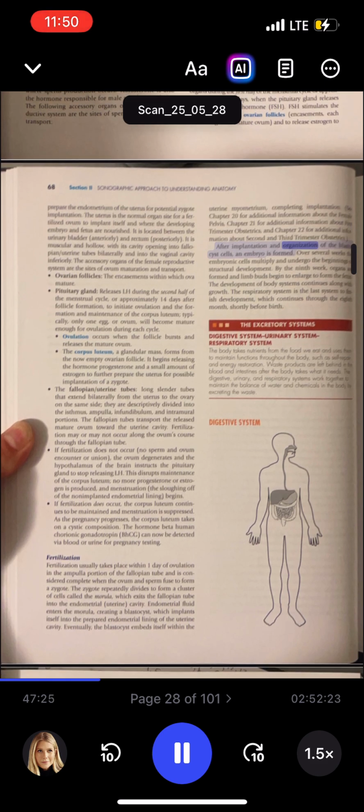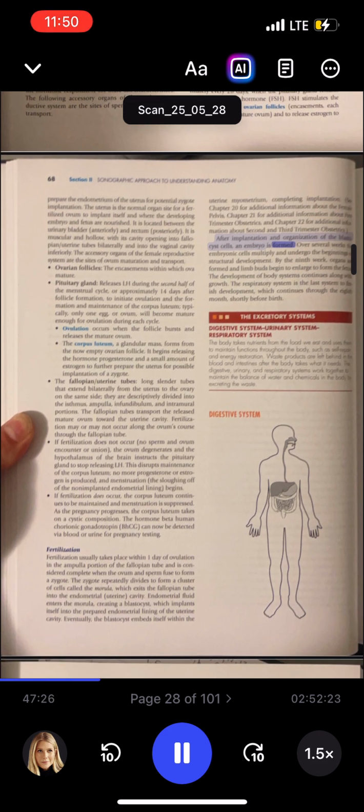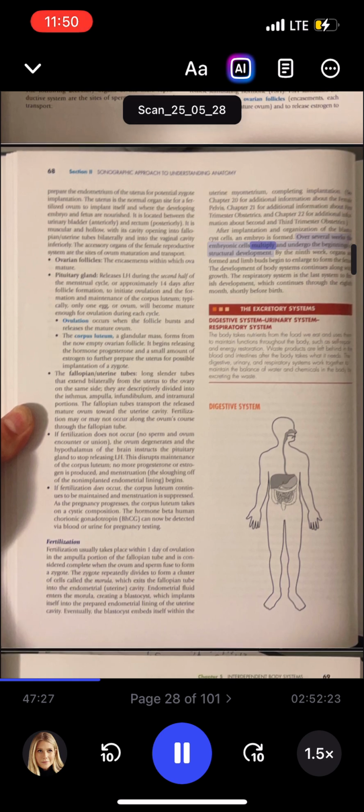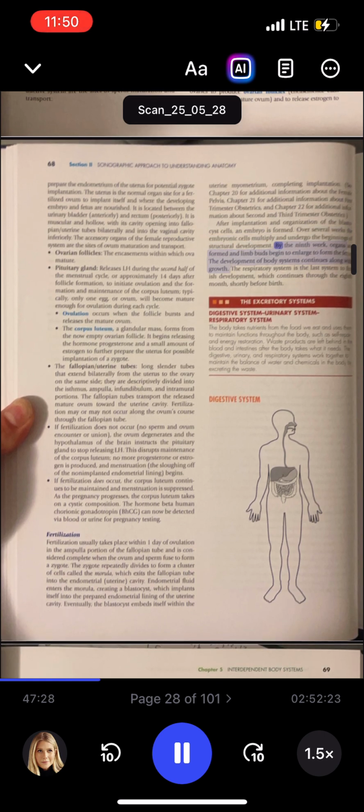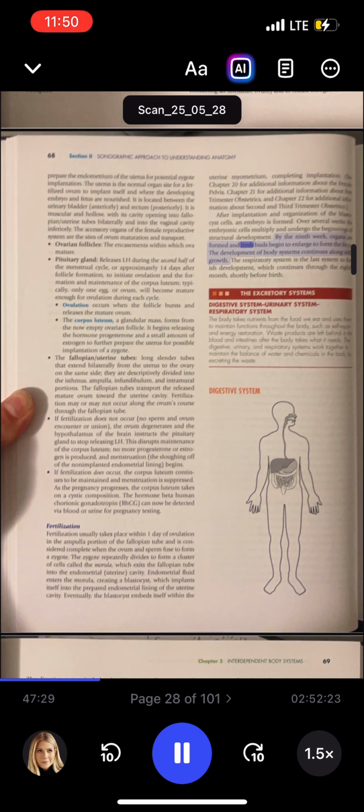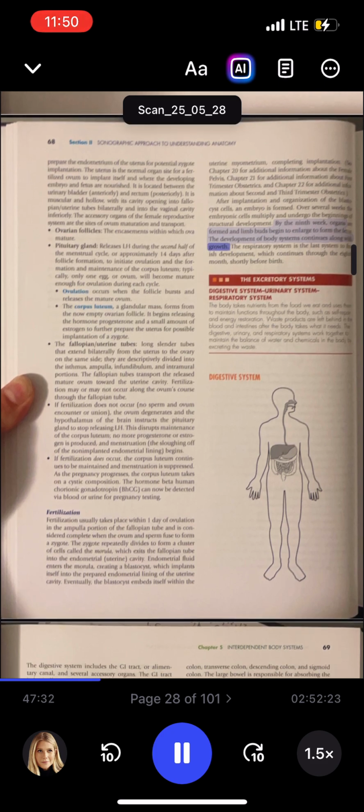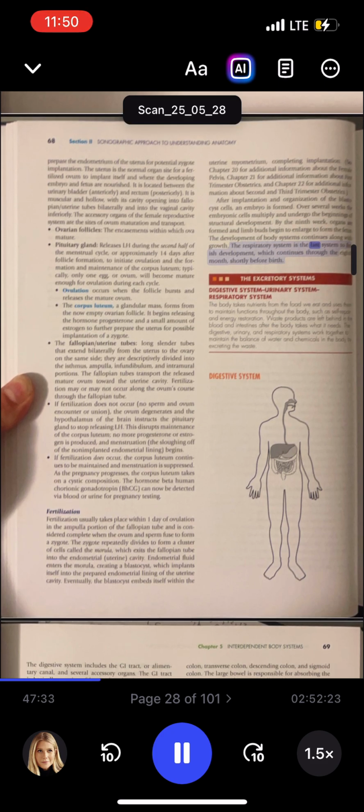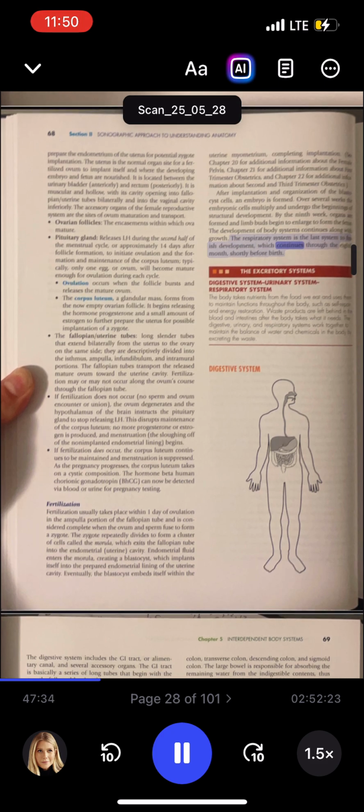After implantation and organization of the blastocyst cells, an embryo is formed. Over several weeks, embryonic cells multiply and undergo the beginning of structural development. By the 9th week, organs are formed and limb buds begin to enlarge. The development of body systems continues along with growth. The respiratory system is the last system to finish development, which continues through the month shortly before birth.